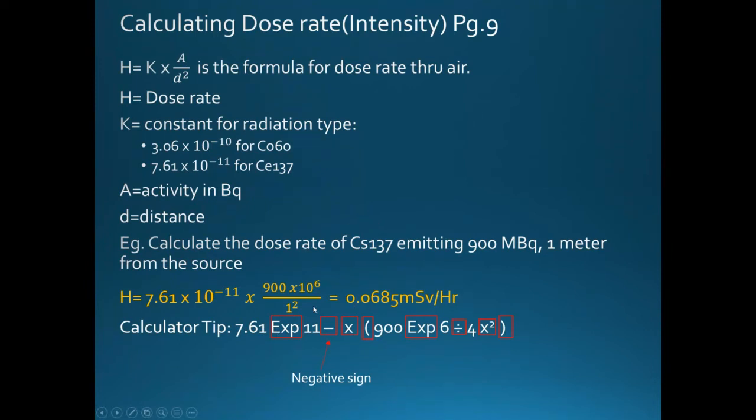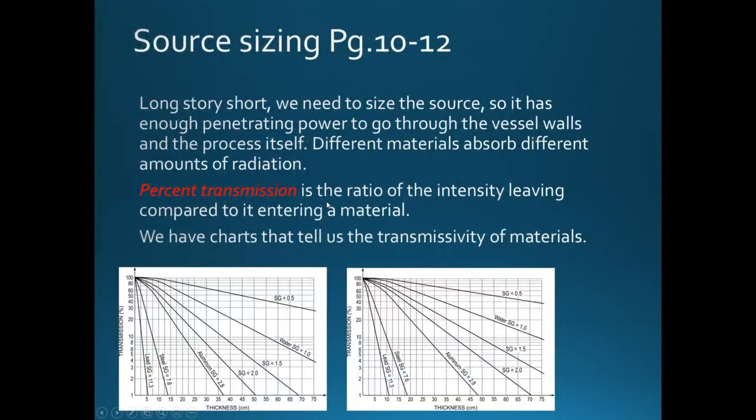So this calculation is what we use to help us decide what size of source we're going to need. And this is the next slide that we're looking at here. So long story short, we need to size the source so it has enough penetrating power to go through those vessel walls and the process. Different materials absorb different amounts of radiation. We saw earlier paper, steel, concrete, lead, all those different things absorb more or less radiation.